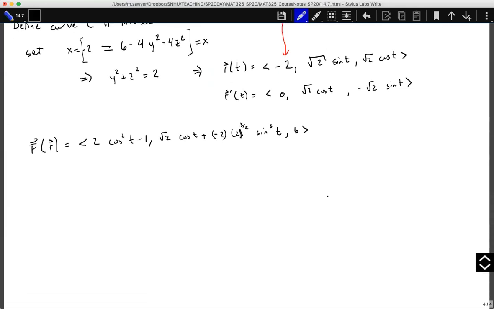So if we dot f of r with r prime of t, this gives us 2 cosine squared of t minus 8 cosine t sine cubed of t minus 6 √2 sine of t. And this is the thing that we'll have to evaluate.